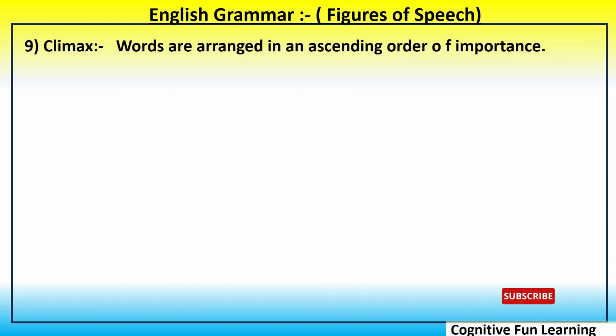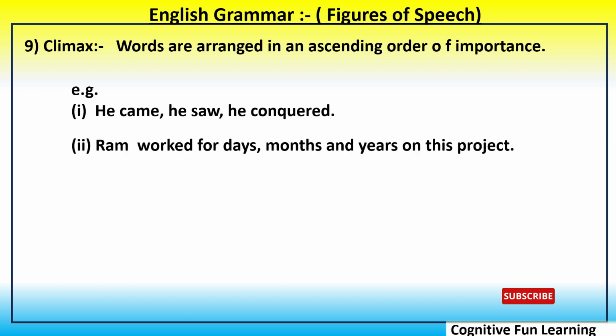Next figure of speech is climax. Words are arranged in an ascending order of importance. For example, he came, he saw, he conquered. This is climax. Next one is Ram worked for days, months and years on this project. This is also an example of climax.